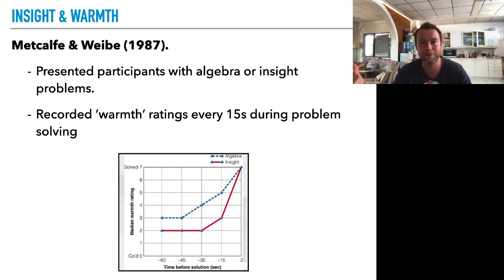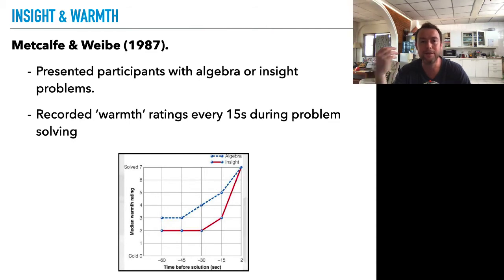This rating of warmth is basically getting them to give an indicator of how warm, how close do you think you are to finding the solution. They record this every 15 seconds, and it's plotted here. Along the x-axis we have the time before the solution finally arose. If you look at the blue line, the sense of warmth for the algebra equations, as participants are getting closer to solving it, there's a linear relationship: the closer they get, the more they self-report feeling like they're getting closer. Whereas if you look at the red line, this is when they're solving the insight problems.